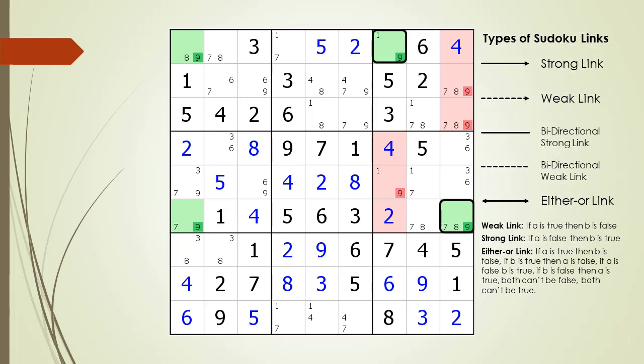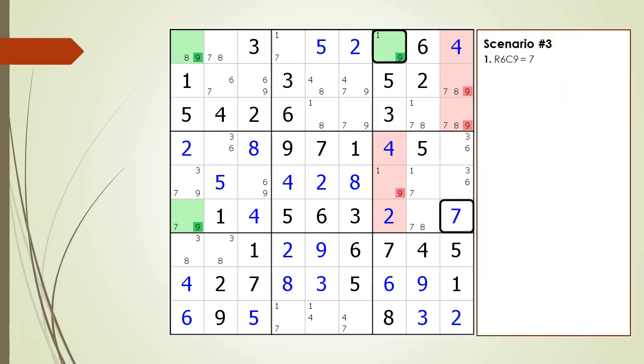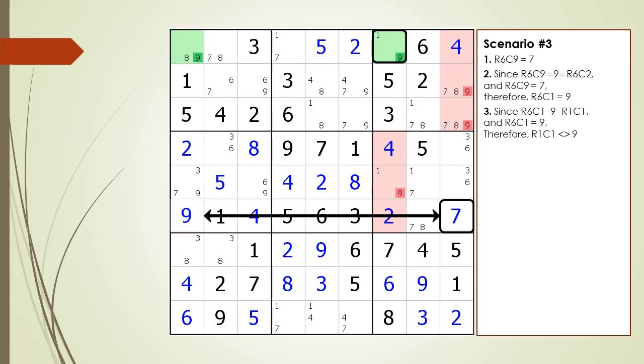Next, we consider scenario number 3 of having a value of 7 in cell 6, 9 as shown. Since cell 6, 9 has a value of 7, then cell 6, 1 has a value of 9 because of the either-or link between the two cells. Since there is a weak link relationship between 6, 1 and cell 1, 1, and we have a value of 9 set in 6, 1, then cell 1, 1 cannot be 9.